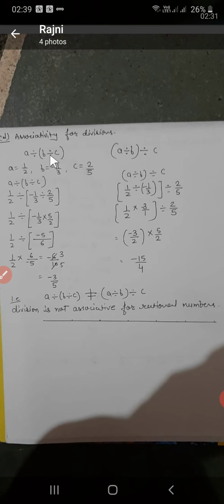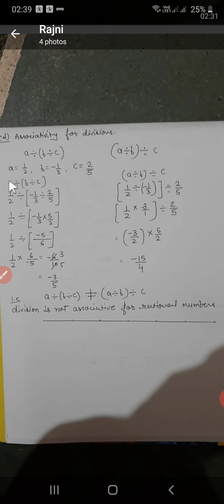associativity for the divisions. You have to calculate on the left hand side, a divided by the bracket b divided by c, and a divided by b in the bracket, then divided by c. If we take a is equal to 1 by 2, b is equal to minus 1 by 3, c is equal to 2 by 5. We solve here, then we get different answers. So we say division is not associative for rational numbers.